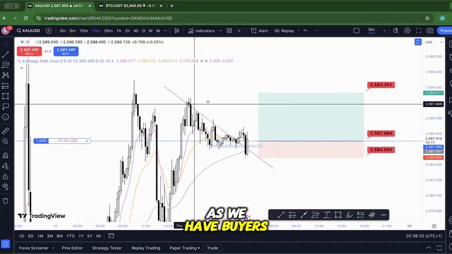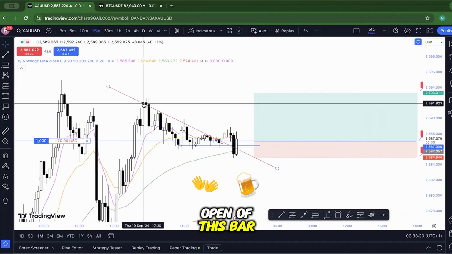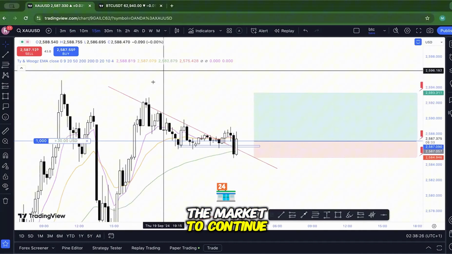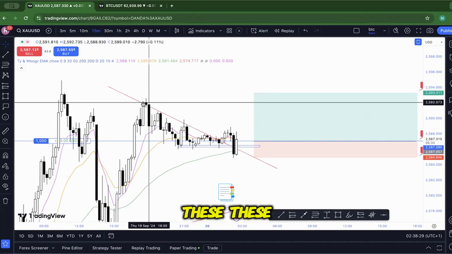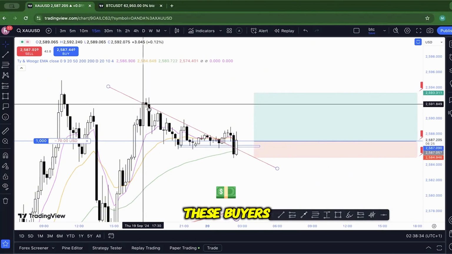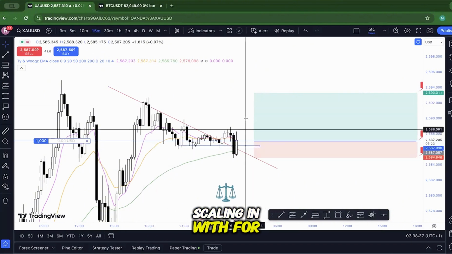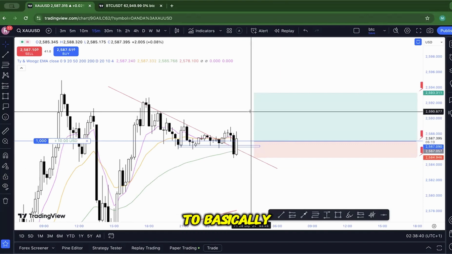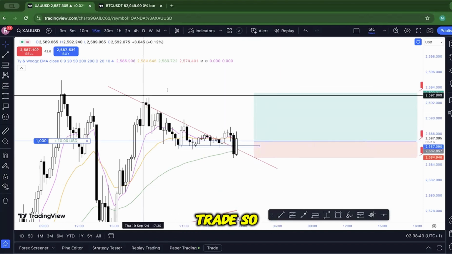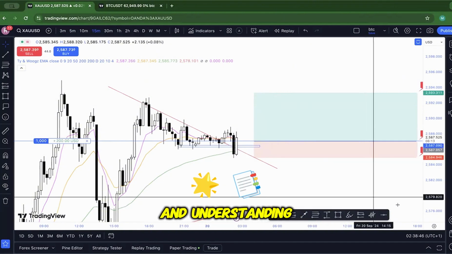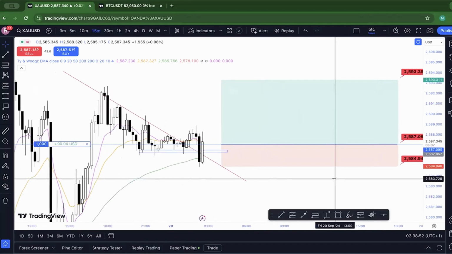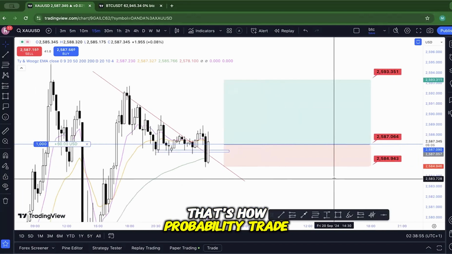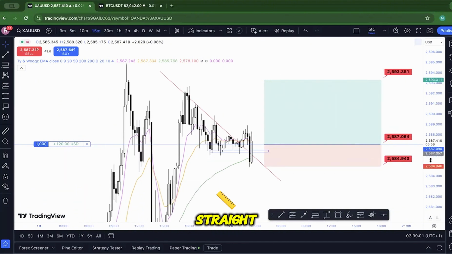Because we have buyers who bought at the open of this bar that wanted the market to continue, and they didn't get a chance to get out. So right now, these buyers who are losing money, scaling in, are waiting for a 50-cent retracement to basically break even on their trades. So understanding price action and how order flow, in combination with patterns, can help you take the best high probability trade. So that's kind of my bias behind why I entered on this trade.